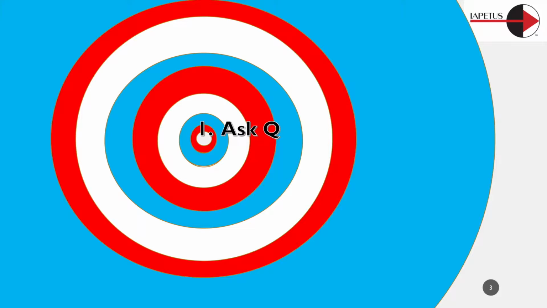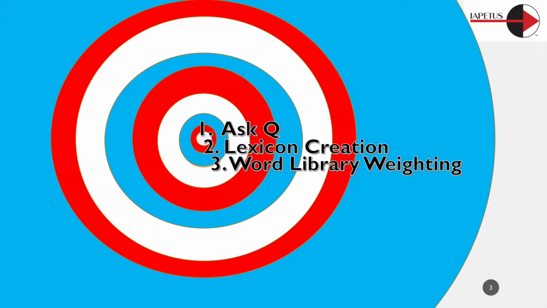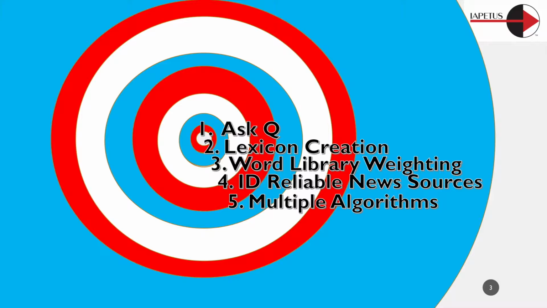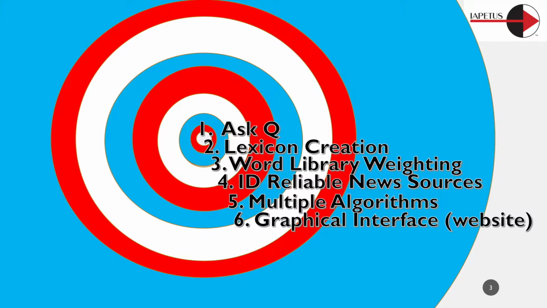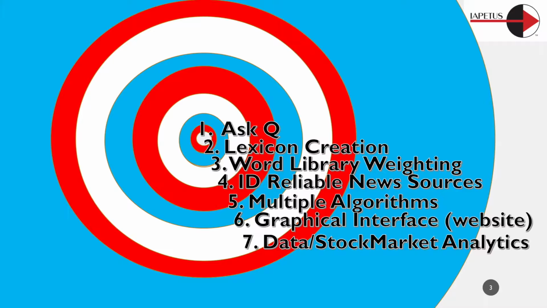So we're going to walk through asking the question, our lexicon creation, our word library weighting, IDing reliable news sources, talking about our algorithm, our graphical interface on our website, data, stock market analytics, our business model, and conclude with some R&D. So it starts with asking the question and then works all the way out to R&D.